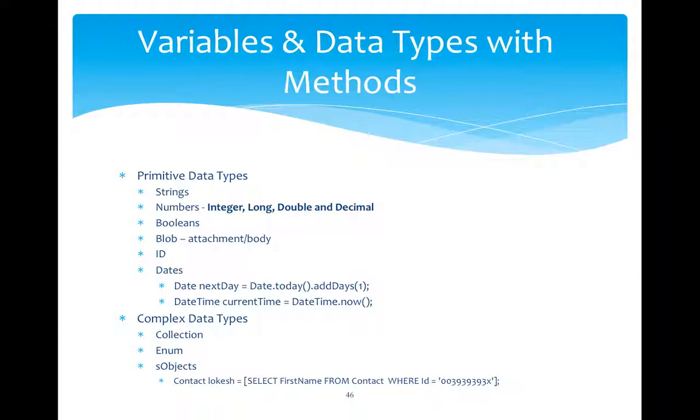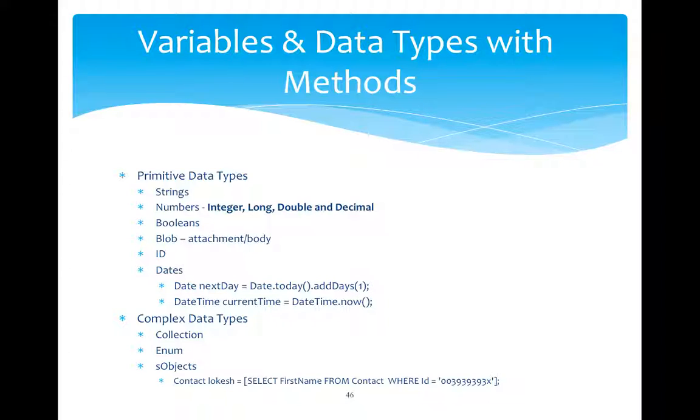Now let's move ahead and see what variables and data types are available, and we will explore methods for all the data types. Here we have categorized data types in two parts. One is primitive data types, and the other is complex data types. Primitive data types hold a single value, that's why they are called primitive. Complex data types hold complex data structures, and that's why they are complex in nature.